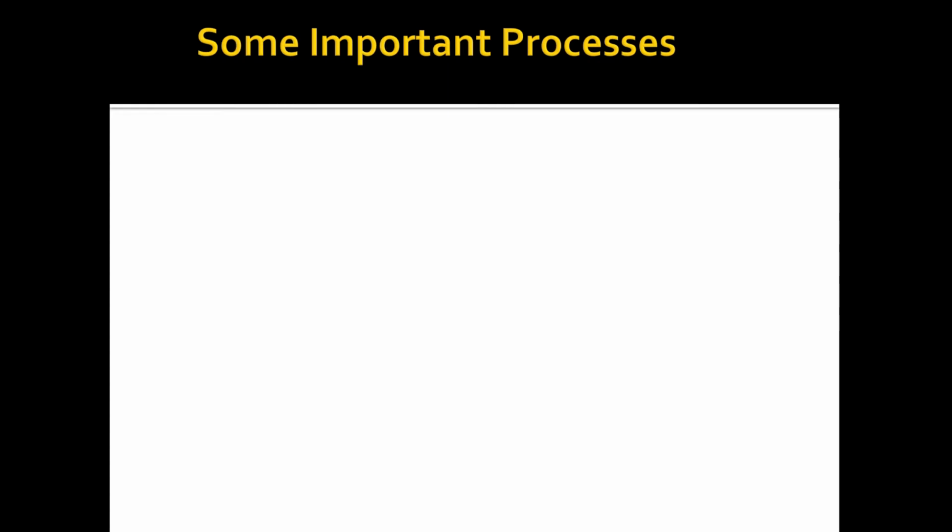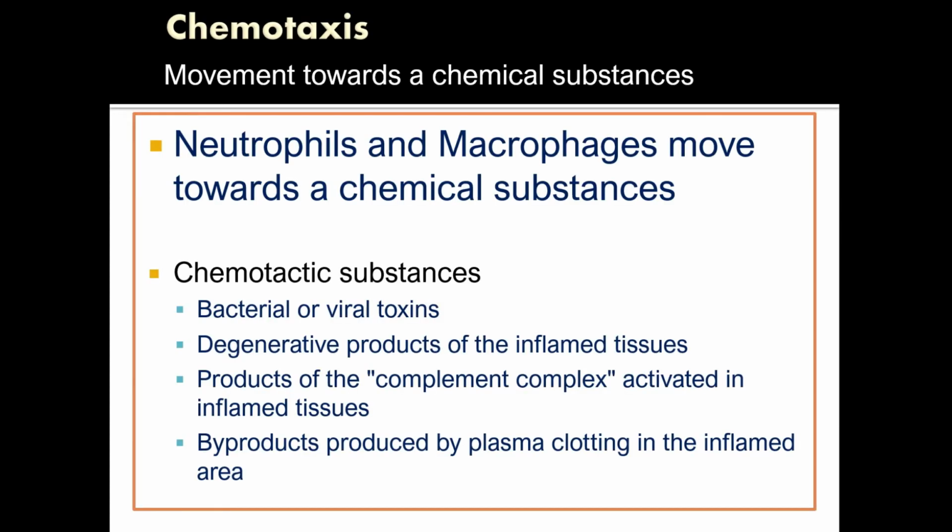But before we move towards our main topic, the reticuloendothelial system, I would like to discuss three more important factors that play a role in it. First one is chemotaxis. It is the movement of defense cells towards chemical substances. These defense cells are basically the neutrophils and macrophages, which move towards chemical substances, and these are chemotactic substances, that is, they attract the neutrophils and macrophages.